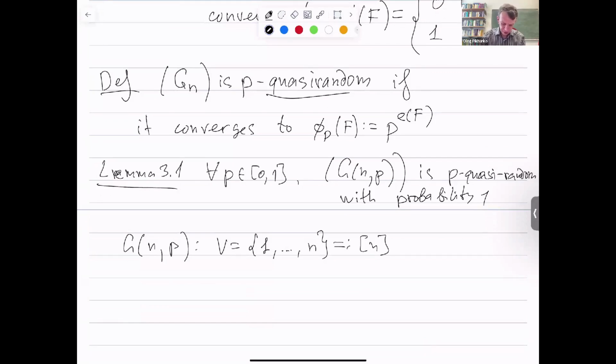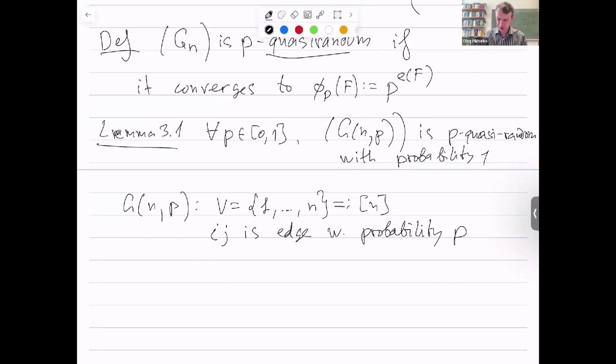And what are the edges? For every pair ij, I make it an edge with probability p, and all choices are independent. So you have n choose 2 pairs. For each one, you throw a biased coin, which comes heads with probability p, and you put this edge if it comes heads. And indeed, this φ_p is possible to realize by finite graphs.